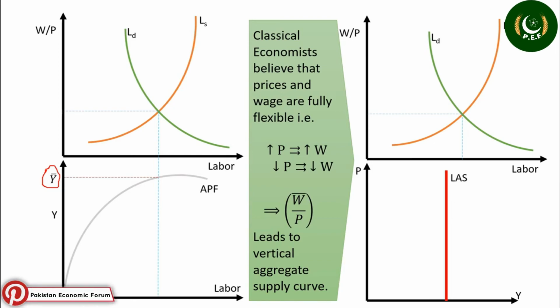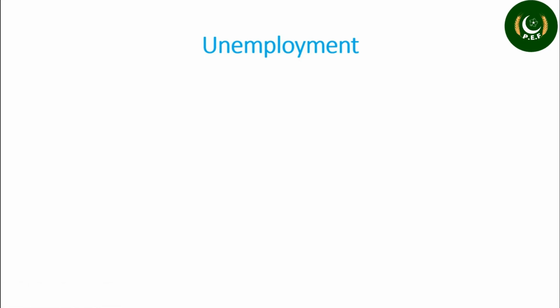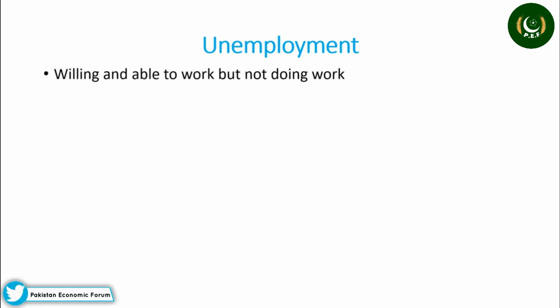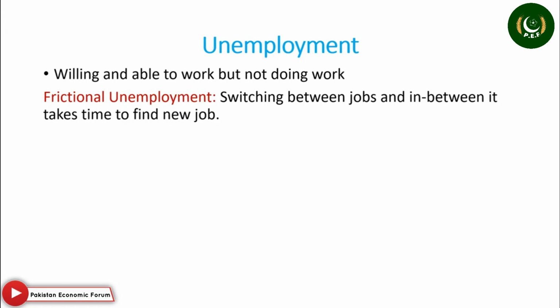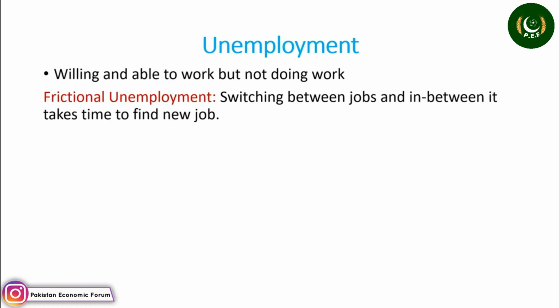Now, just for understanding, we are revising unemployment, which represents a situation when people are willing and able to work, but they are unable to find work for themselves. There are three important categories. One, frictional unemployment, which represents a situation when people leave a job just to find a more suitable job. And in between switching, it takes time to find new jobs and thus people are unemployed temporarily.